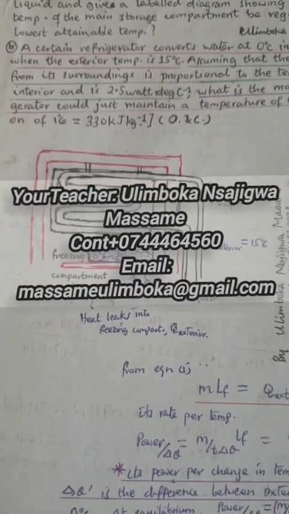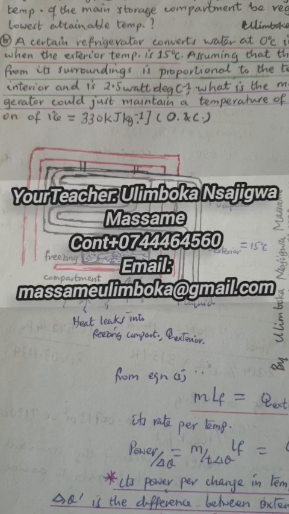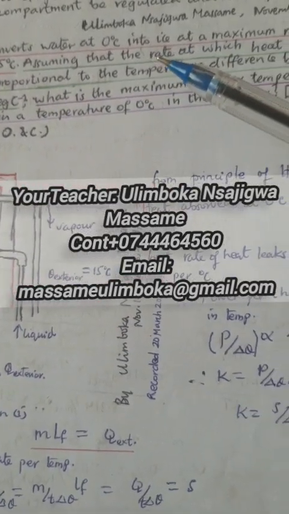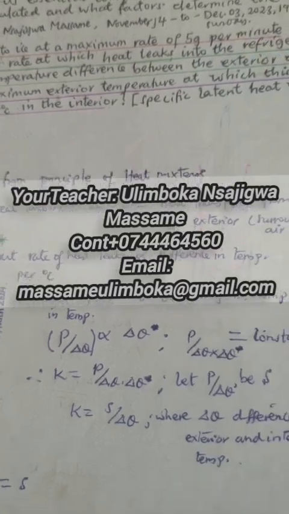Welcome to Limboka Physics. Let's today look at the question below. A certain refrigerator converts water at 0 degrees centigrade into ice at a maximum rate of 5 grams per minute.